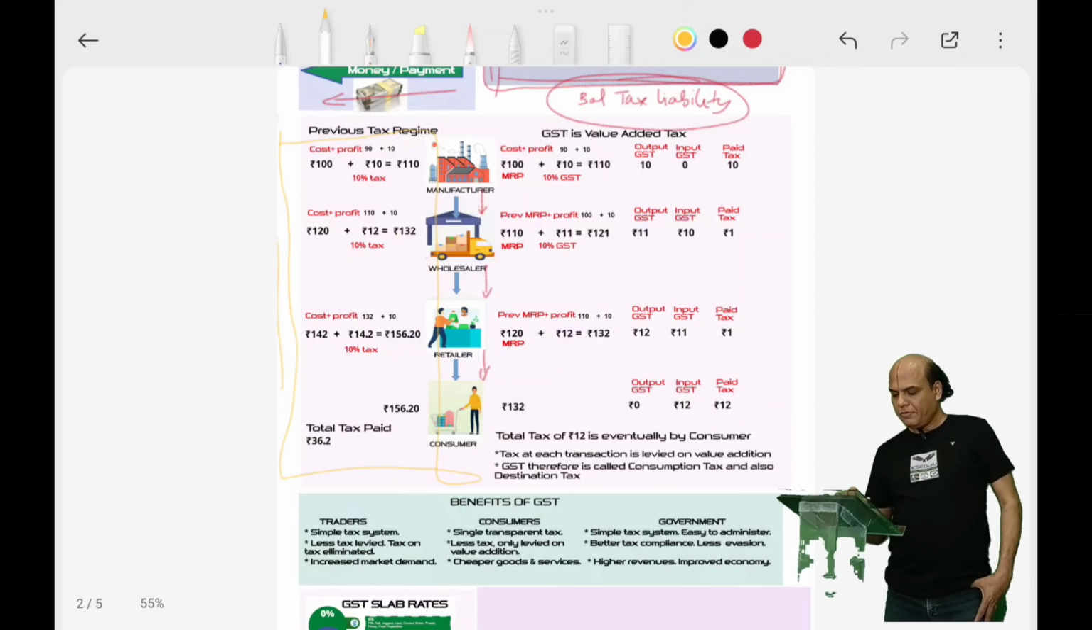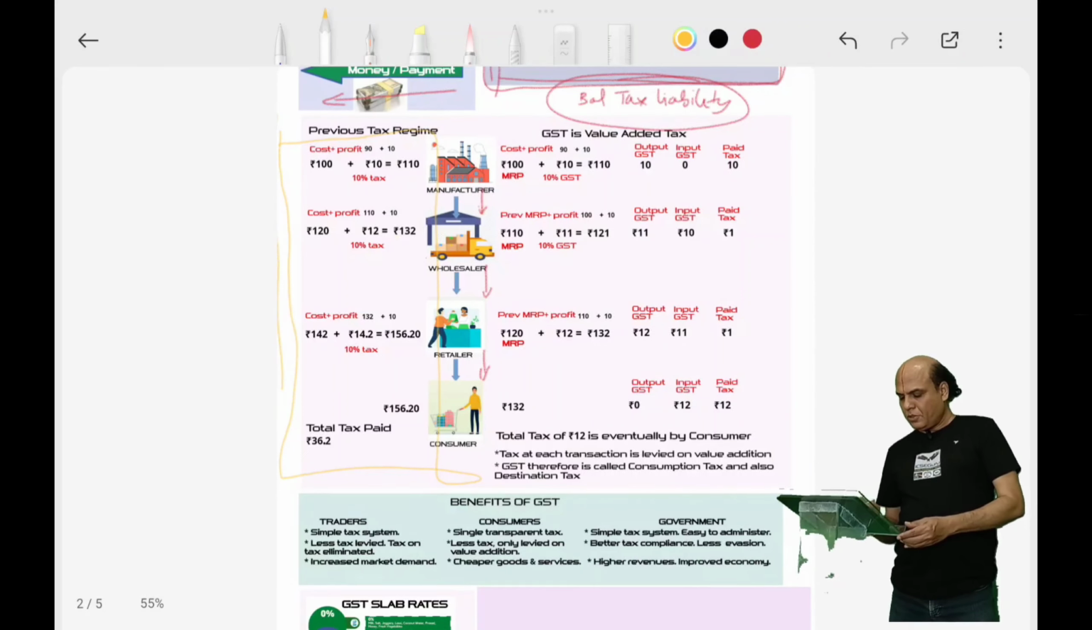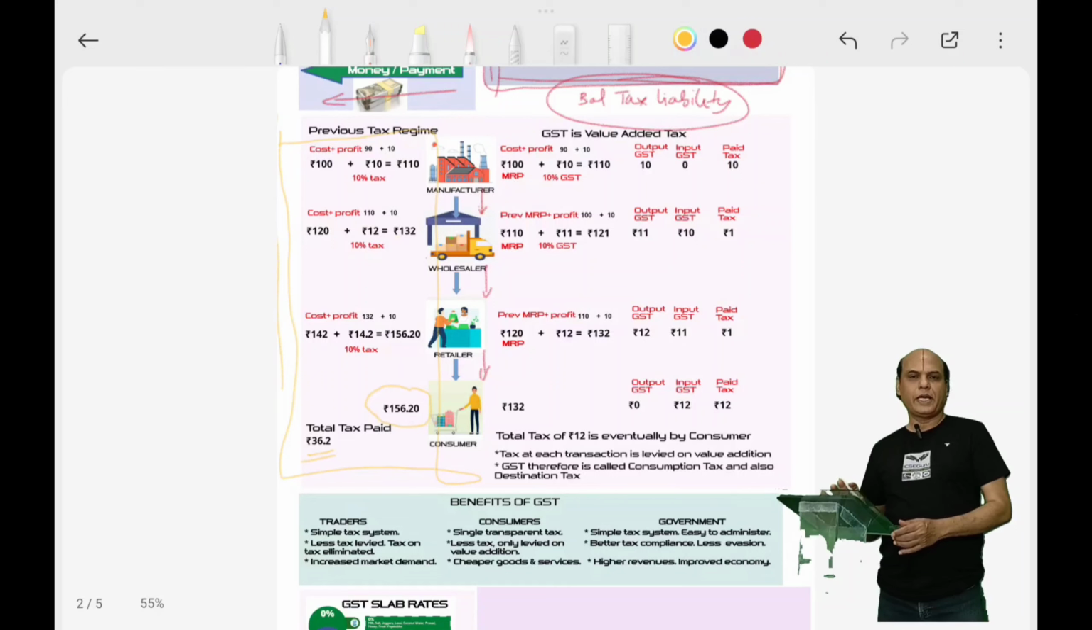So in this previous tax regime, the total price of the goods when it reaches the customer is 156, and the total taxes paid at each stage, that is 10 rupees here, 12 rupees here, 14.2 here, totally 36 rupees 20 paise has been paid as total tax in the old tax regime.